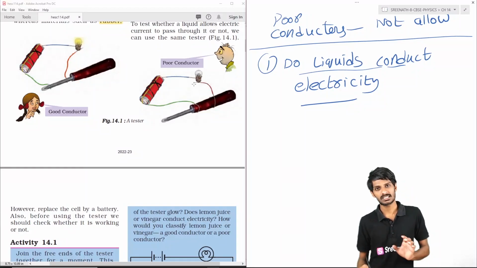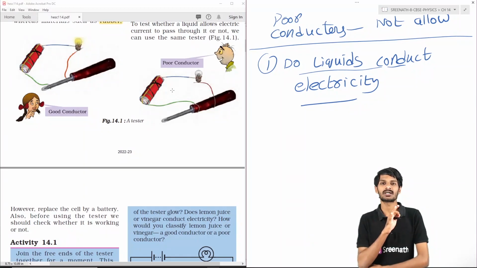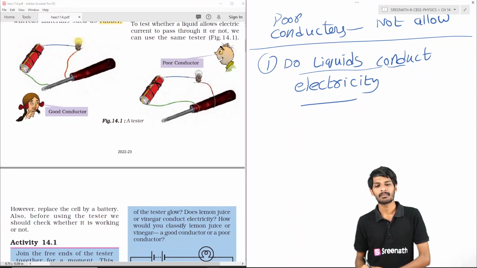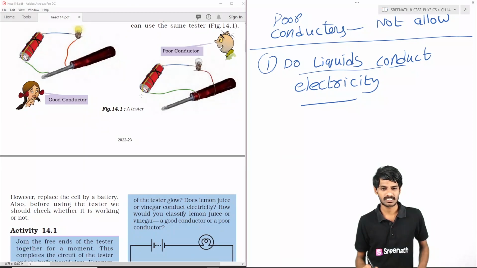First we have to check whether our testing kit is working or not. For that, we will join these two free ends, and if the bulb glows, then our tester is good, it is working. Don't join these two free ends for a long time. If you do, the cell will exhaust, so the electricity is used up. Okay, students, that is the case.